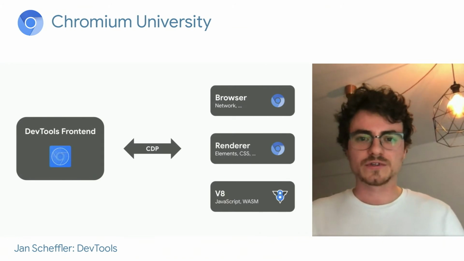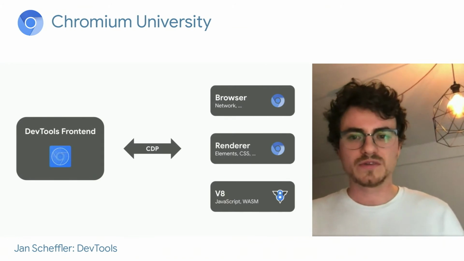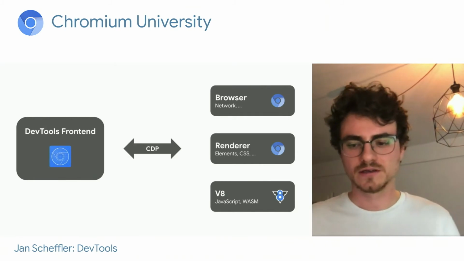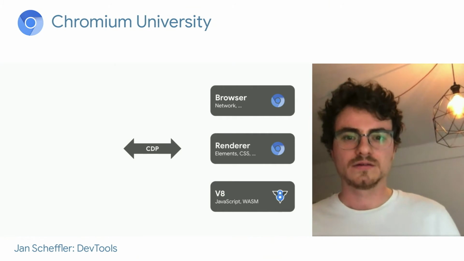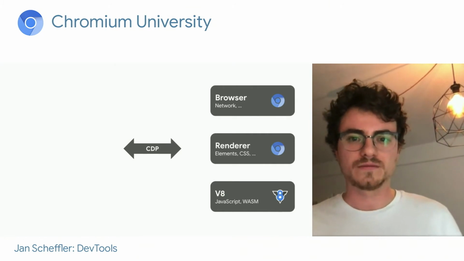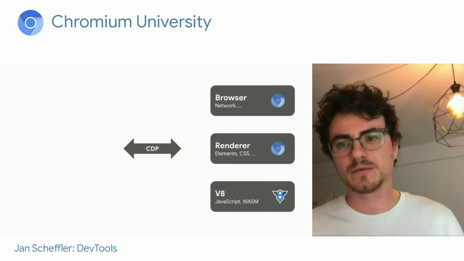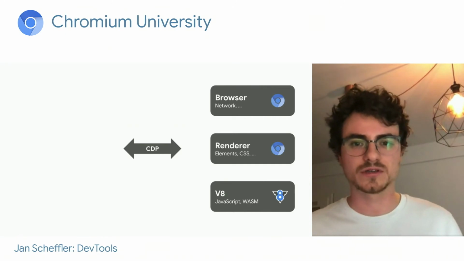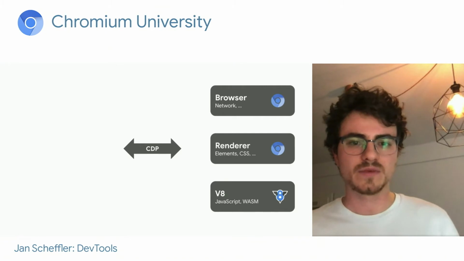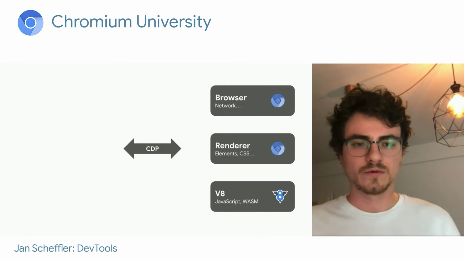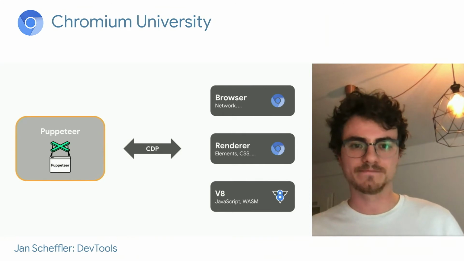Since DevTools protocol is well defined and openly published, and anybody can use it to communicate with the Chromium instance, you can, of course, replace the DevTools front end with any other library or application that speaks the protocol, and they will then be able to control the Chromium instance. One such example would be Puppeteer.